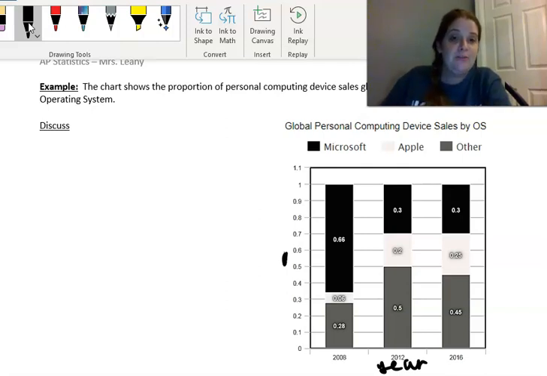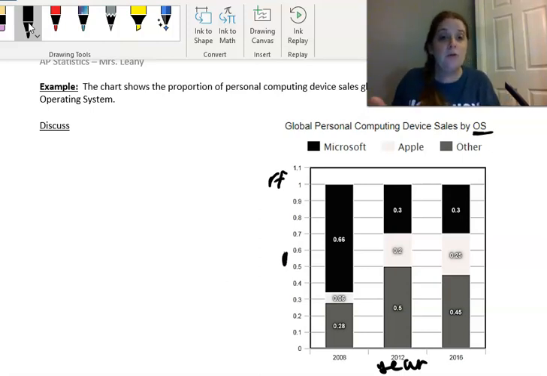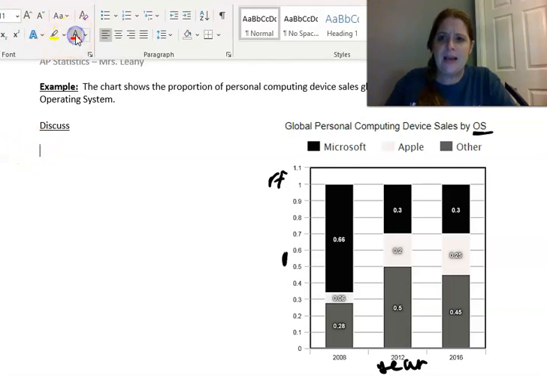So I have two variables. The first is year, and the second is operating system, Microsoft, Apple, or other in this case. And we've got relative frequency over here on this axis. So do we think that these variables are independent, or do we believe there's some association between them? The first thing I would do is go to make this statement, and I would ask myself, what do I think is actually happening here?